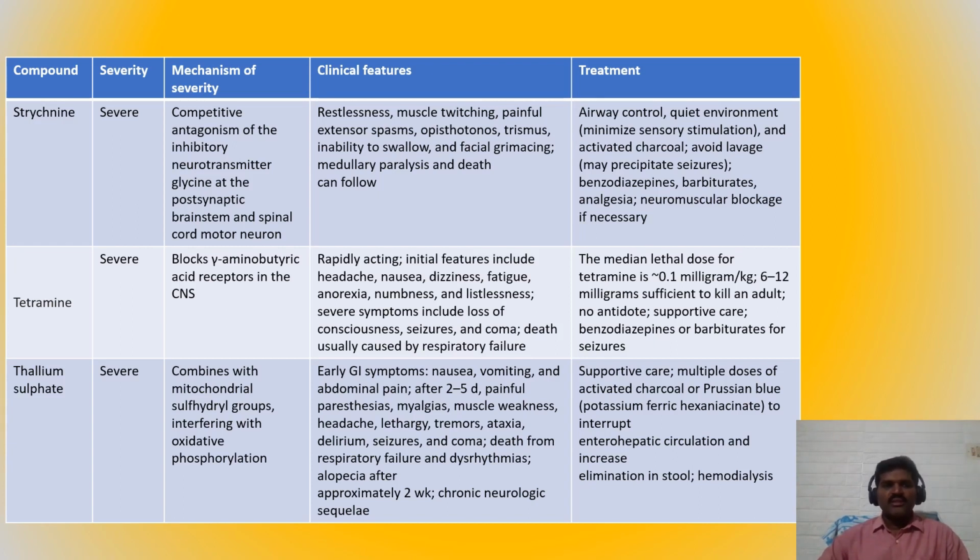Thallium sulfate, toxicity level of manifestation is severe. It combines with mitochondrial sulfhydryl groups, interfering with oxidative phosphorylation. Manifestations include early GI symptoms, and then the patient will proceed into paresthesias, myalgias, muscle weakness, delirium, seizures, and coma, and finally death from respiratory failure and dysrhythmias. Usually supportive care with multiple doses of activated charcoal or Prussian blue to interrupt the enterohepatic circulation and increase the elimination in stool. If not treatable, then you can go for hemodialysis.